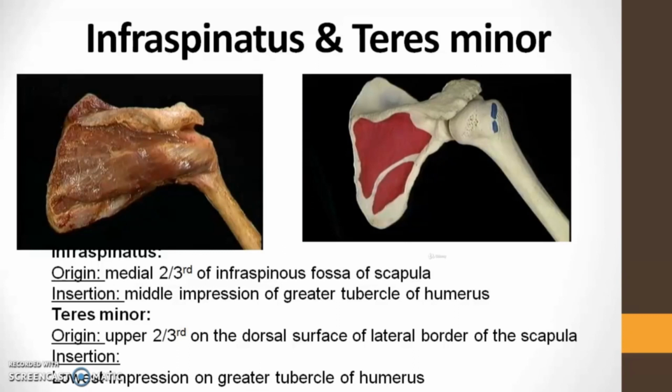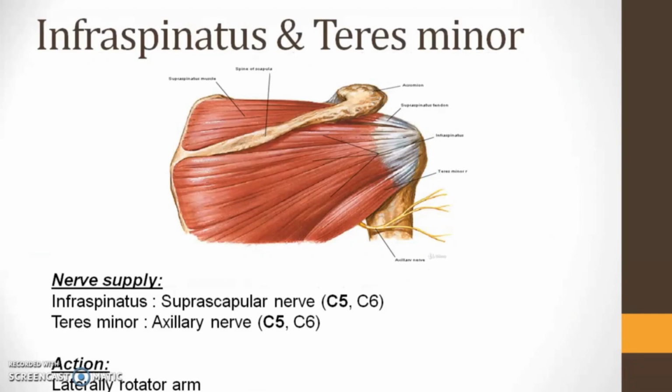That's all about the details of these muscles. So here you can make out clearly supraspinatus, infraspinatus along with teres minor muscle. The nerve supply of infraspinatus is suprascapular nerve, which is going to carry C5 and C6 nerve fibers. Teres minor is supplied by axillary nerve, which is also carrying C5 and C6. The action of these two muscles is that they are going to laterally rotate the arm. So action for these two muscles will be the same, that is lateral rotation of arm.